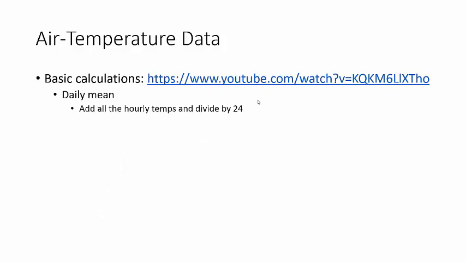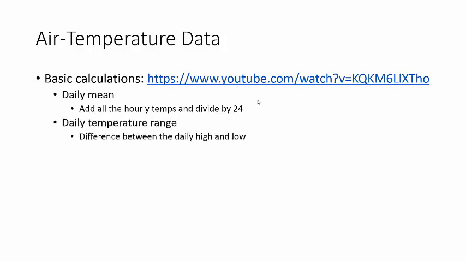So for the mean, this is how you do it. You add up all of the hourly temperatures and divide by 24. Why 24? Because hourly temperatures, once every hour, there's 24 hours in a day, so you can take all 24, add, and then divide by 24. The temperature range, again, the difference between the high and the low. So take the high, subtract the low, and there is your range.